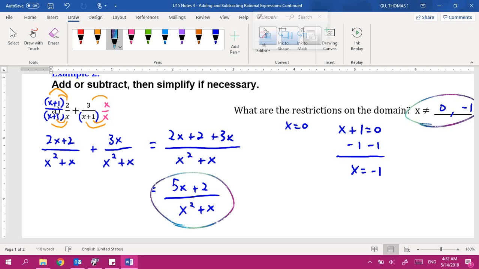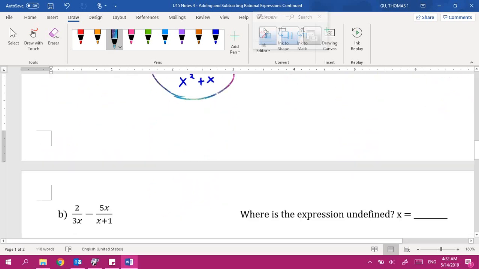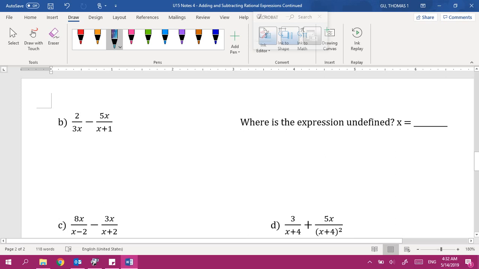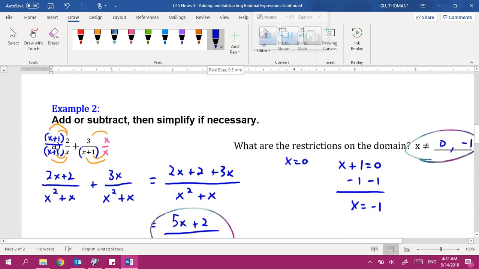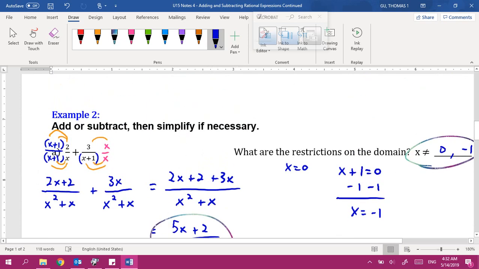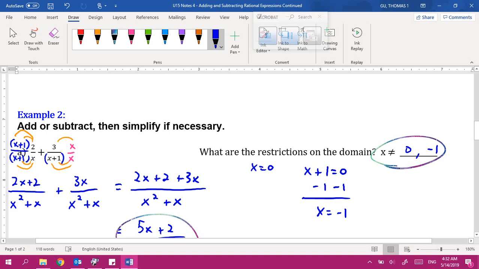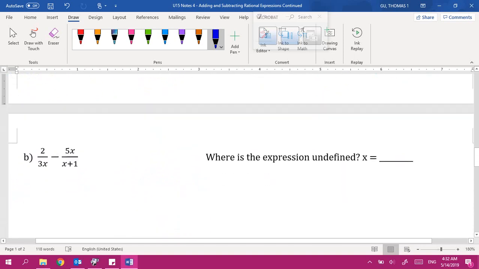Oh boy. So let's go to the next one on the next page. First things first, now notice the difference here. This question says what are the restrictions on the domain? When it's asked for restrictions, we put x is not equal to. This one says where is the expression undefined.